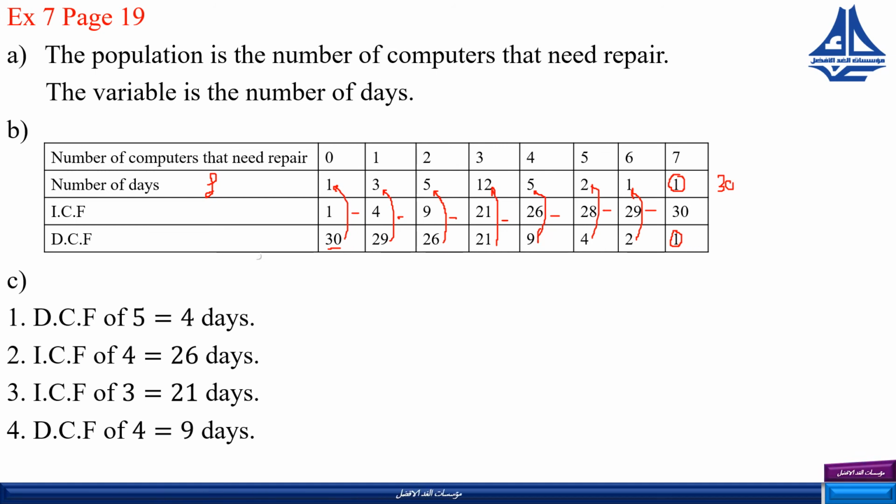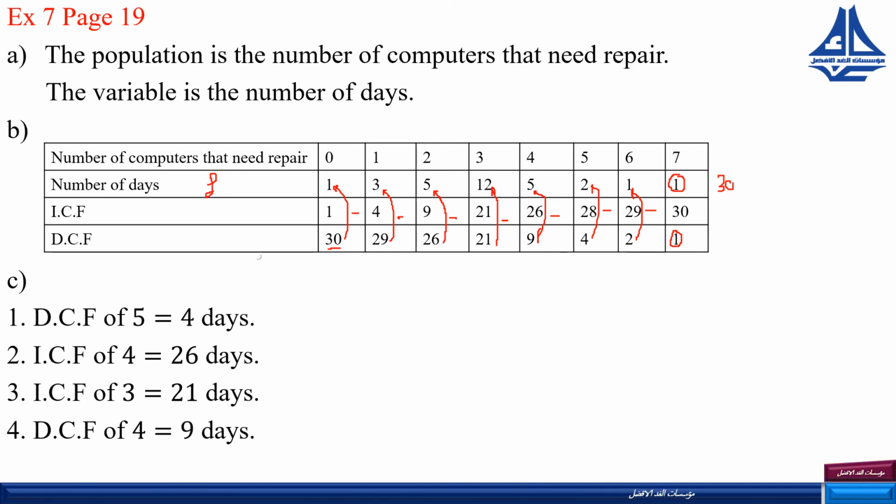In part 3, less than 4 computers. Less than 4 computers, so 4 here is not included. So 0, 1, 2, or 3. So 1 plus 3 plus 5 plus 12, it's 21, which is the same as the ICF of 3.